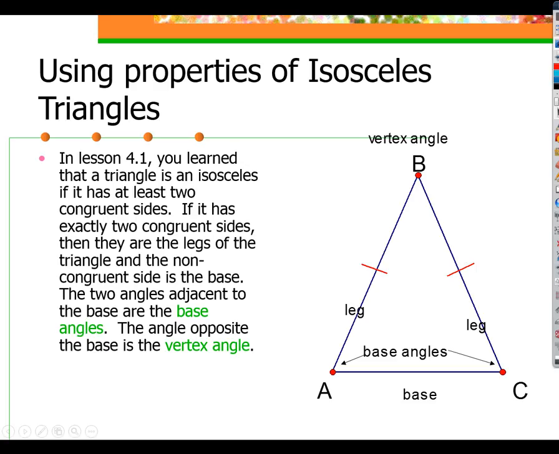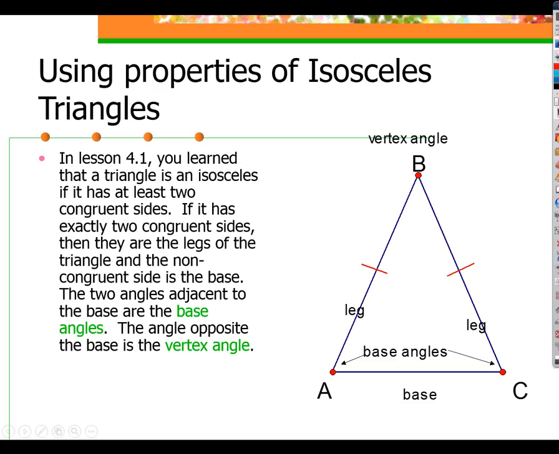Properties of isosceles triangles. If we look at an isosceles triangle, we've already talked about this a little bit. An isosceles triangle has, first of all, how many congruent sides? Two or more. Good. At least two. The classic isosceles triangle that we almost always talk about is one that has exactly two congruent sides.